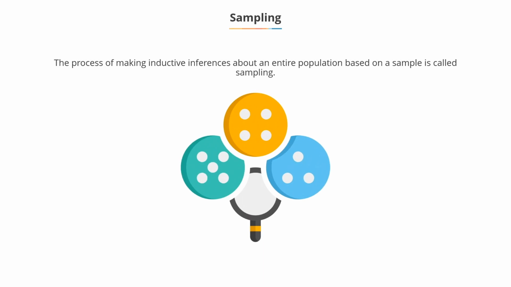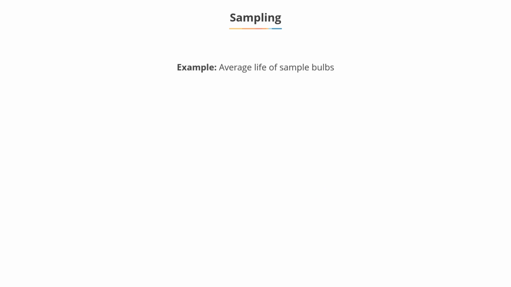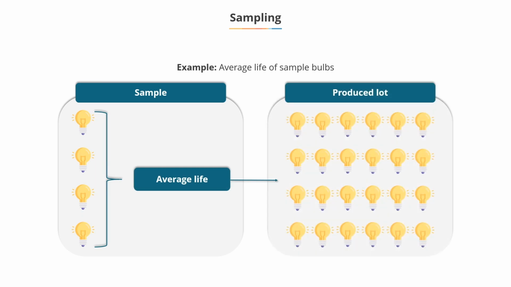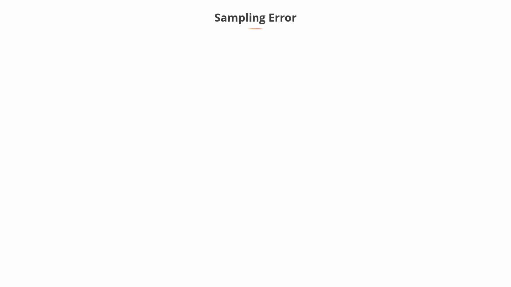We learned earlier that the process of making an inductive inference about an entire population based on a sample is called sampling. For example, the average life of the sample of bulbs tested is taken as an estimate of the average life of the entire produced lot. Let us look at sampling errors.